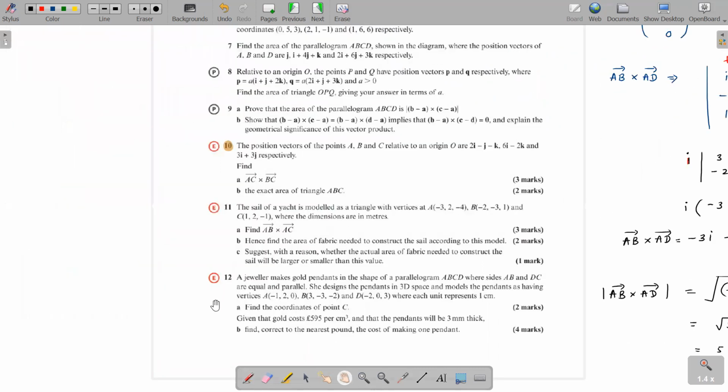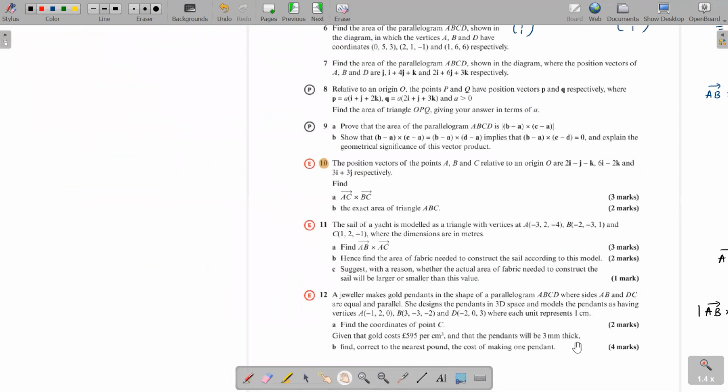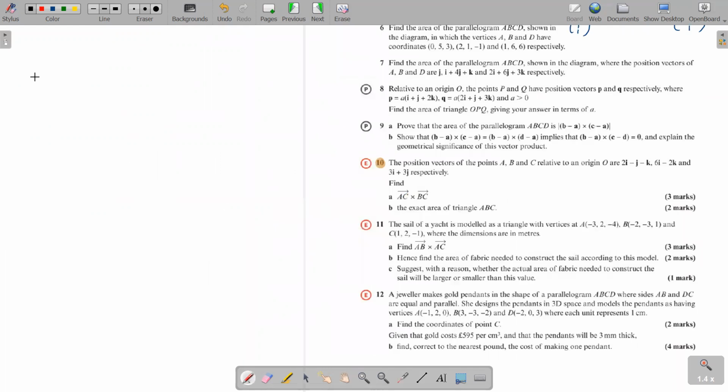Question number 10. The position vectors of the points A, B, and C relative to an origin O are given, and then they ask you to find AC cross BC. Okay, how do we find AC? AC is equal to C minus A, right?